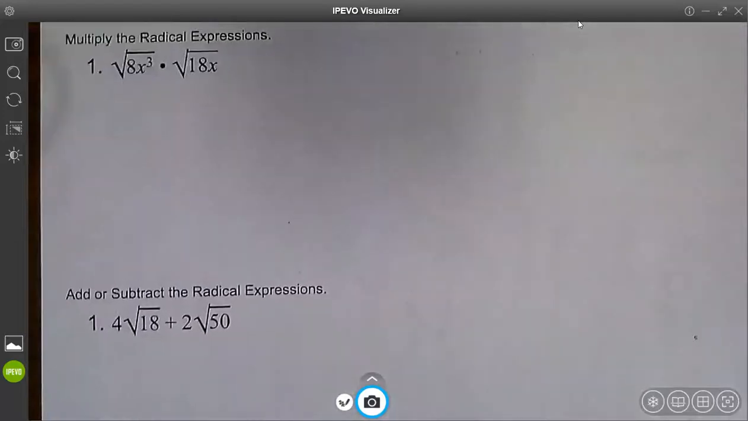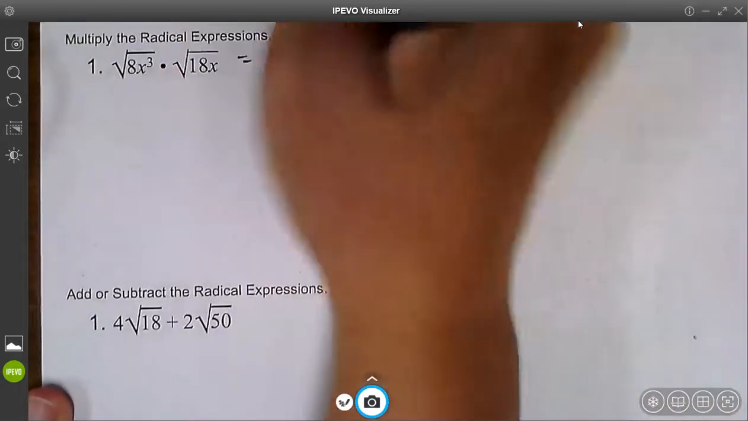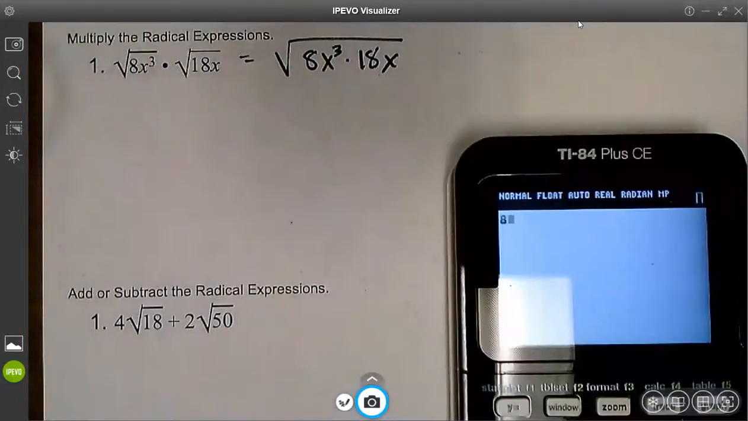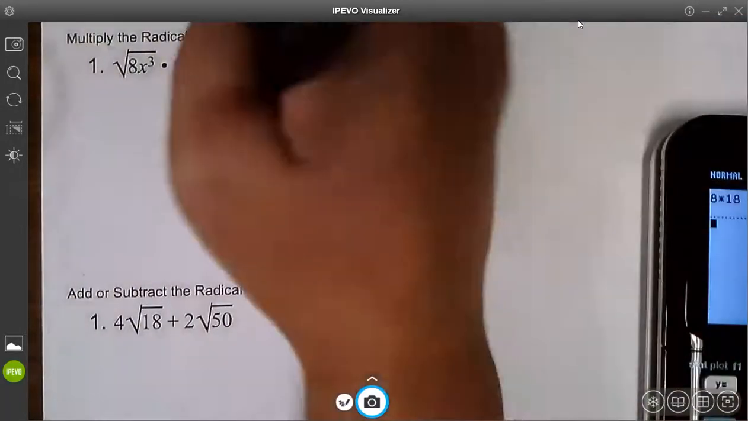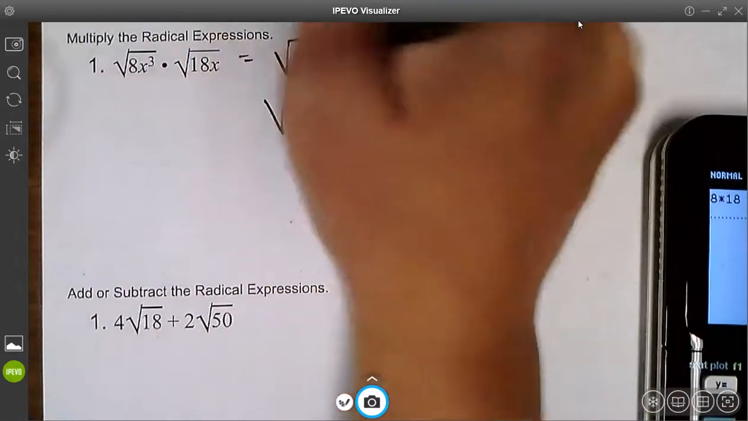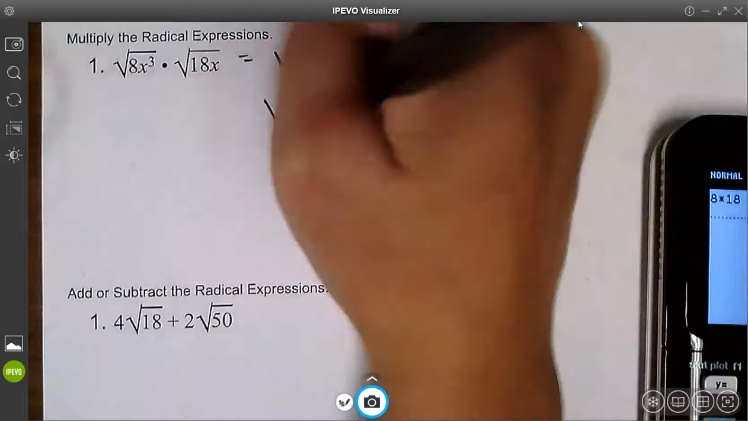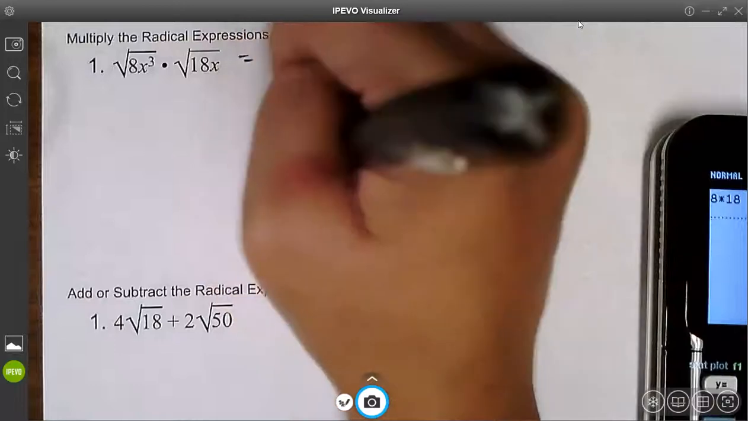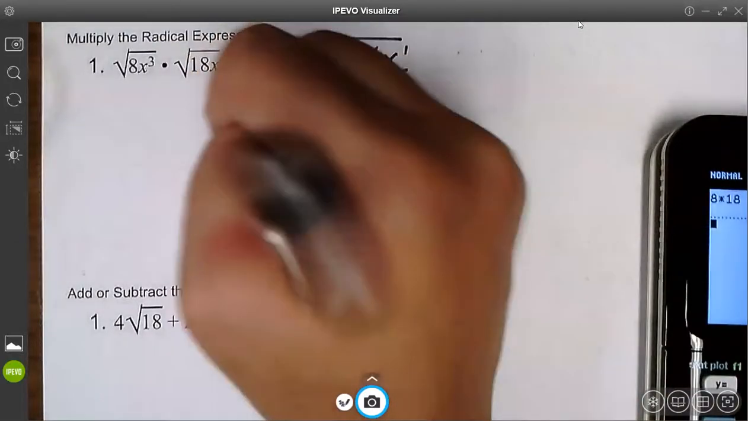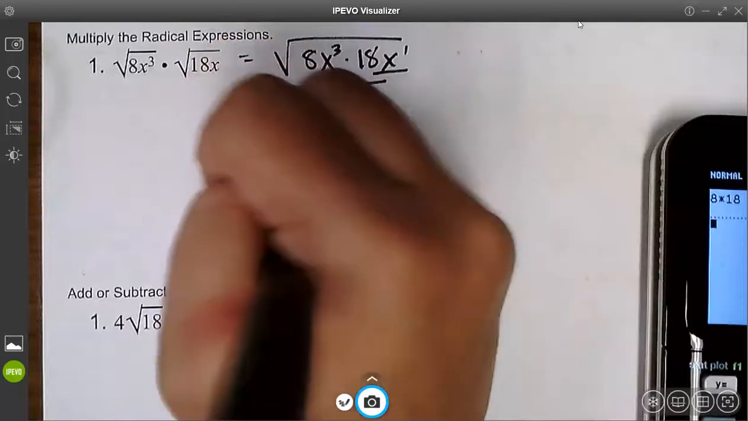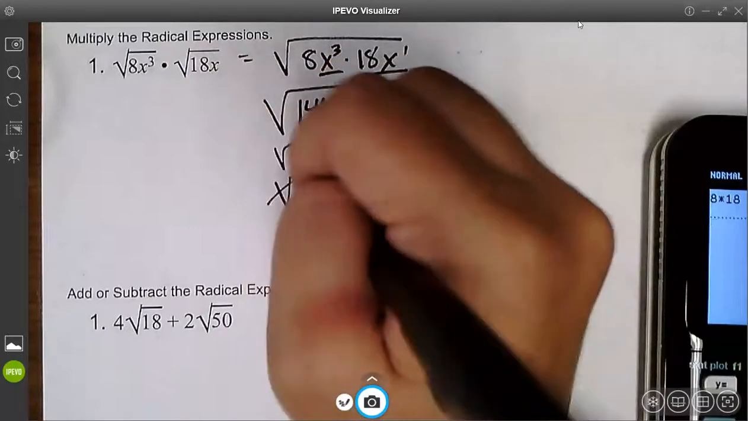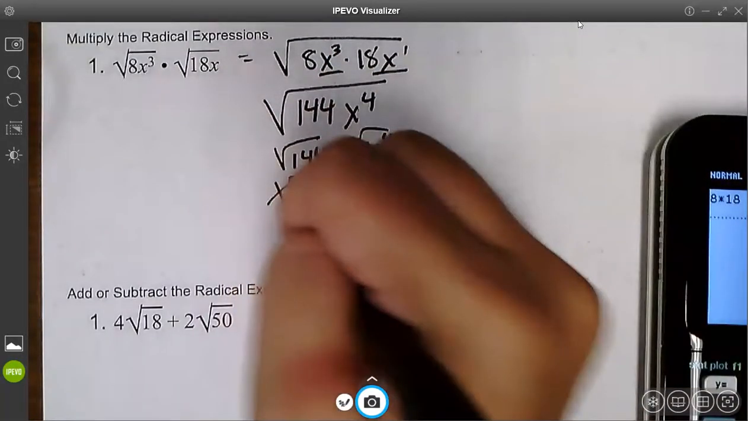On the back, when you multiply radicals, you just multiply what's underneath it and then simplify. So this is equivalent to the square root of 8x cubed times 18x. 8 times 18 is 144. Multiply like bases, add exponents. 3 plus 1 is x to the 4th. And then I'm just simplifying. The square root of 144 times the square root of x to the 4th. 144 is equal to 12 squared. Those cancel and you get 12. Power over root, x to the 4 over 2, x squared. So you have 12x squared.